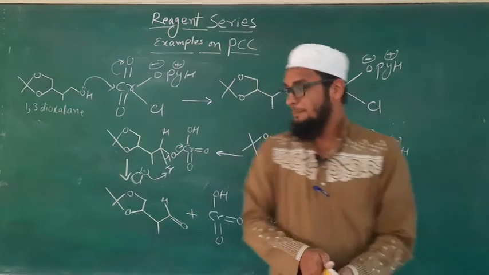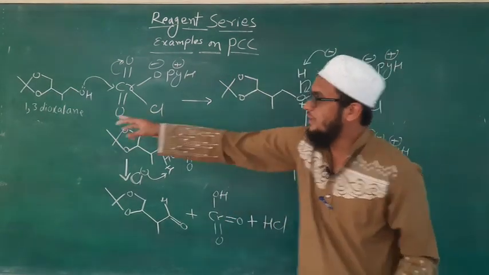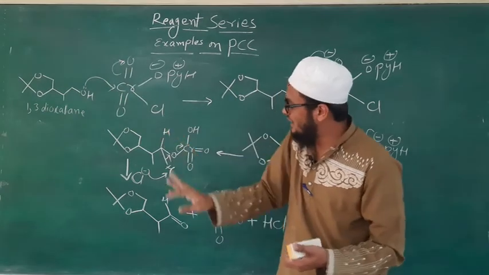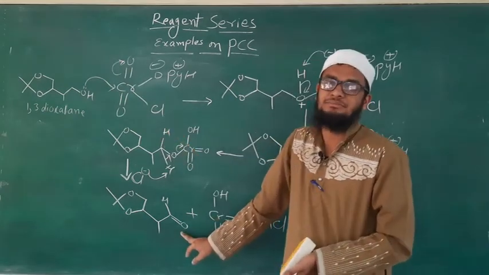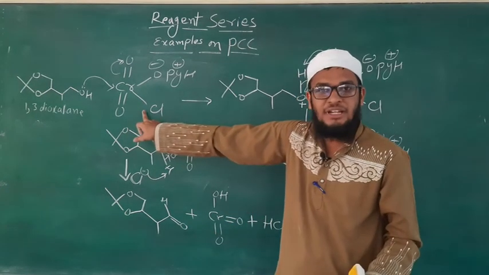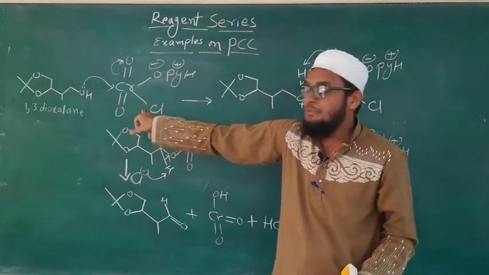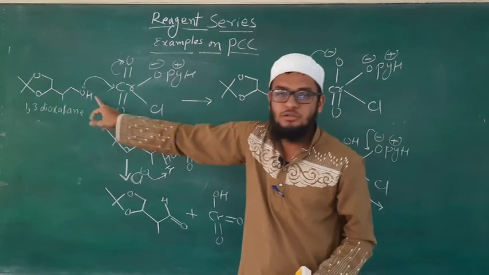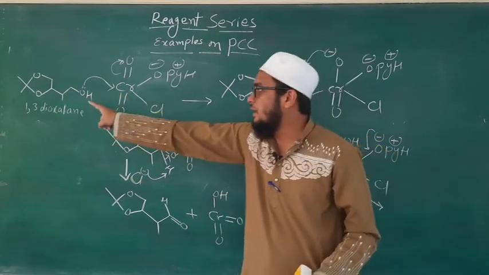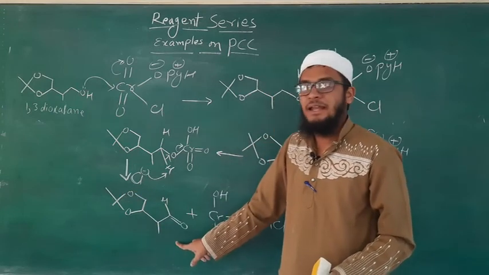Now look at here. When we started, it was an alcohol. Now at the end of the reaction, we got an aldehyde. So, my dear brothers and sisters, what does this pyridinium chlorochromate do? It will convert primary alcohol into aldehyde. So, this primary alcohol gets converted into an aldehyde.